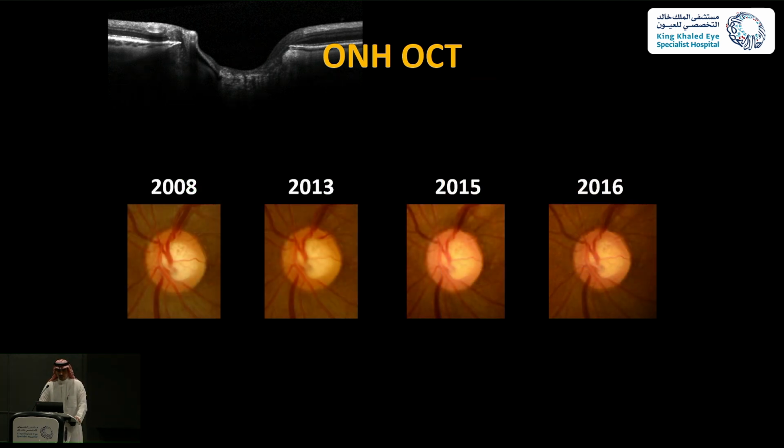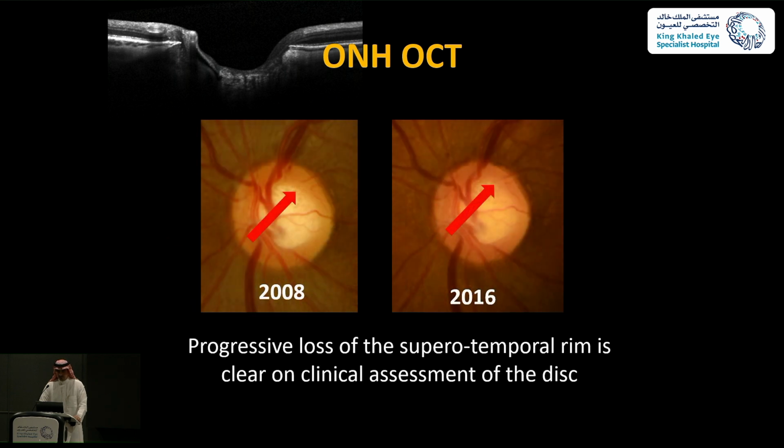And this is the disc photo from 2008 till 2016. And you can look and check that we have disc hemorrhage superiorly, followed by nerve fiber layer defect. And at 2016, the thickness of the neuroretinal rim superiorly at the 1 o'clock area decreased significantly compared with 2008. So that's the difference between both optic nerve head photos.